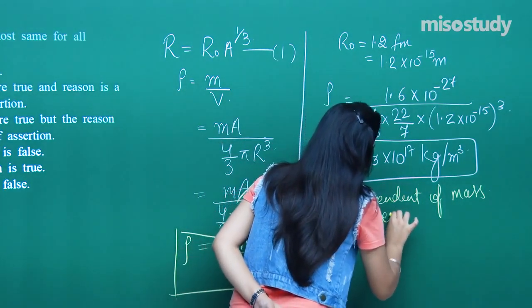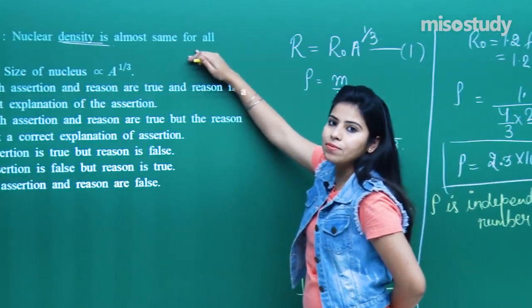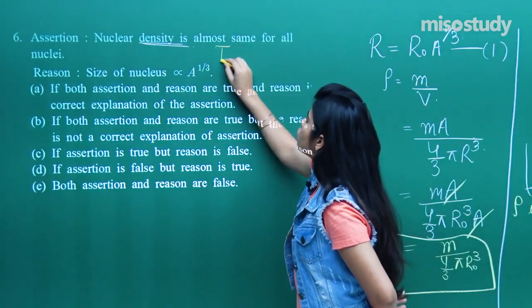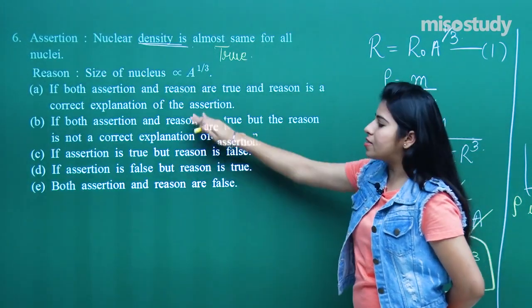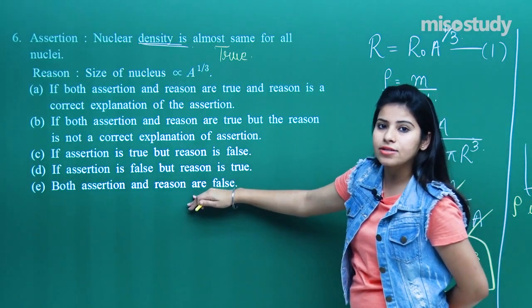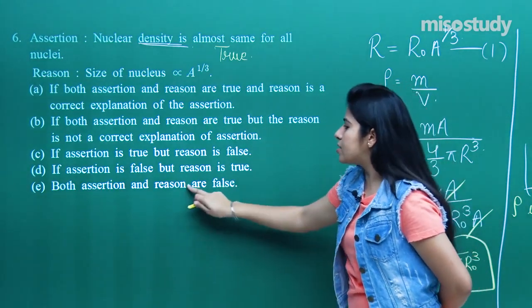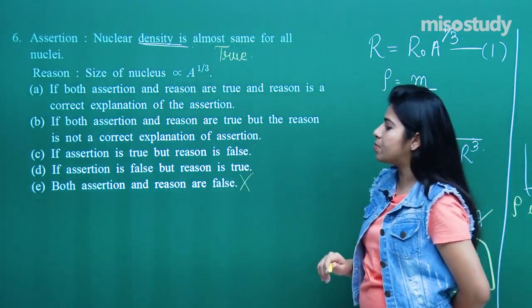So we can say that density of all nuclei will remain same. So that means this is a true statement. Okay, so let me just deduct all these options which were saying that A is not a correct statement. So both assertion, reason are false. This must be false. This must be a wrong statement.